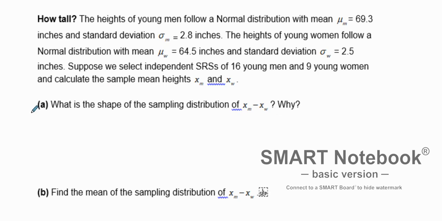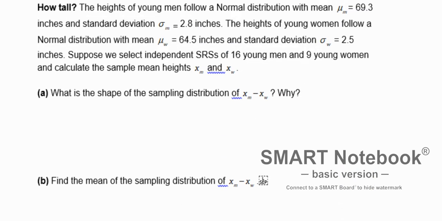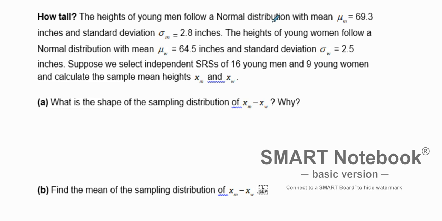How tall would you have to be for this? We're going to go through and look at this one. The height of young men follows a normal distribution with a mean given here, in inches, and a standard deviation of this. The height of women follows a normal distribution, so both of them are normal, with a mean here and a standard deviation of this. Suppose we select an independent SRS of 16 young men and 9 young women and calculate the sample mean heights of each. So what is the sampling distribution?